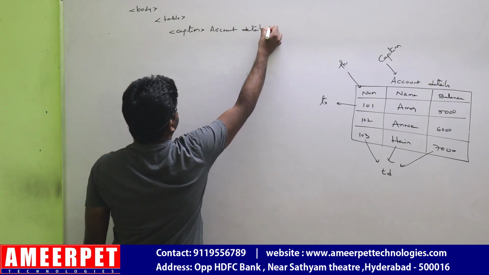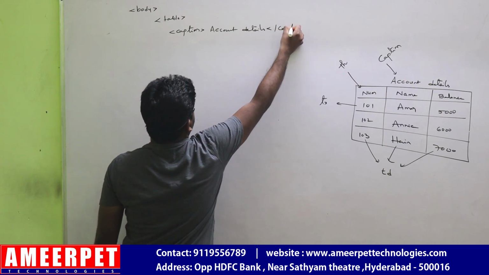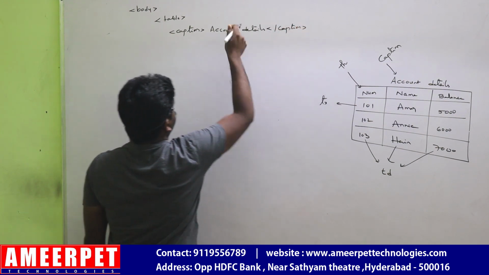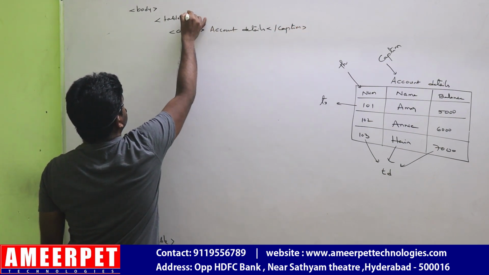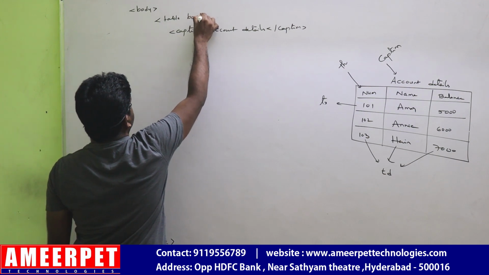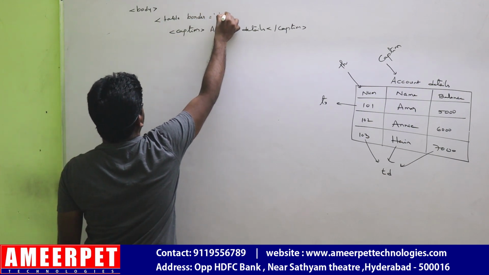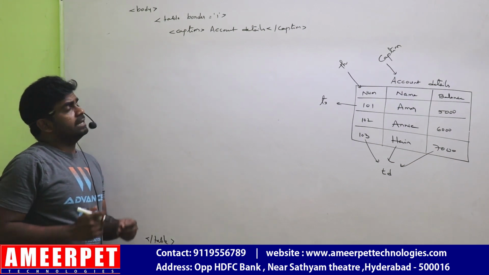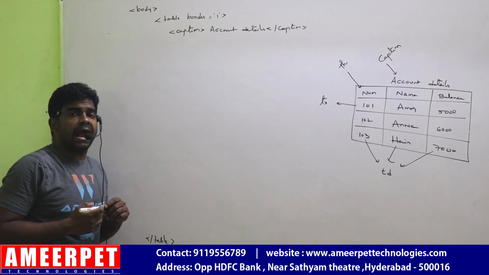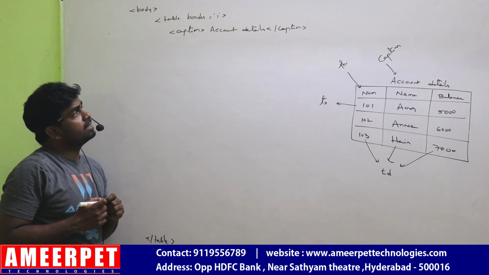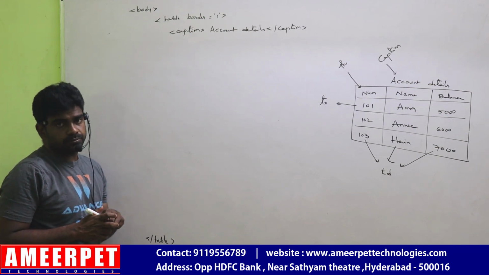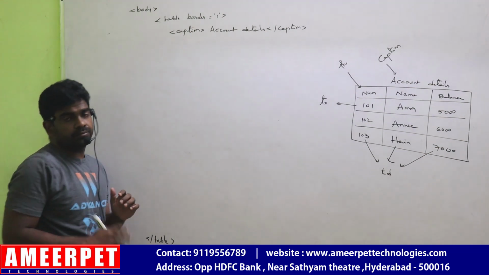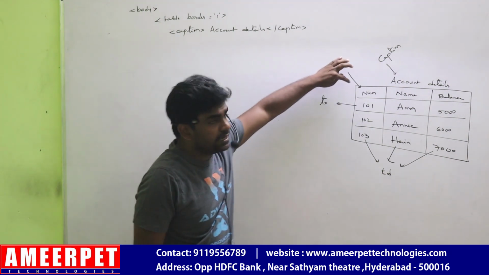By default, it will not give any border to this table. If you want to give a border, we simply specify that border is equal to 1, 2, 3, anything. Any one value we can give. With the help of one attribute, we can set the border to the table. So the table is ready.